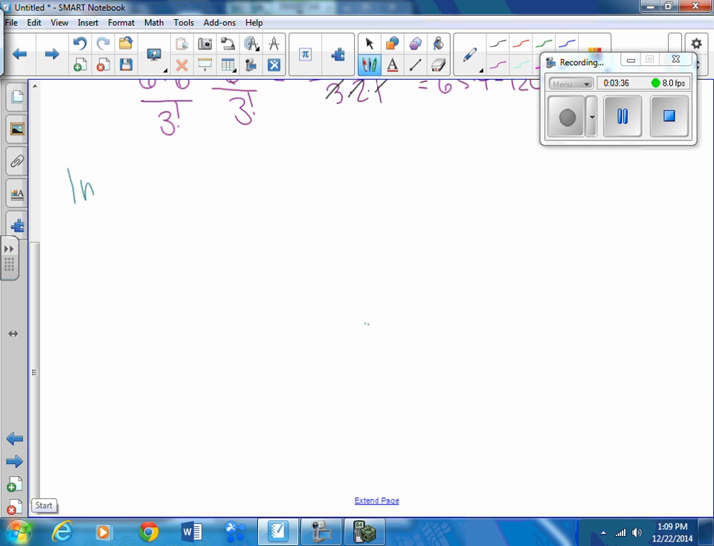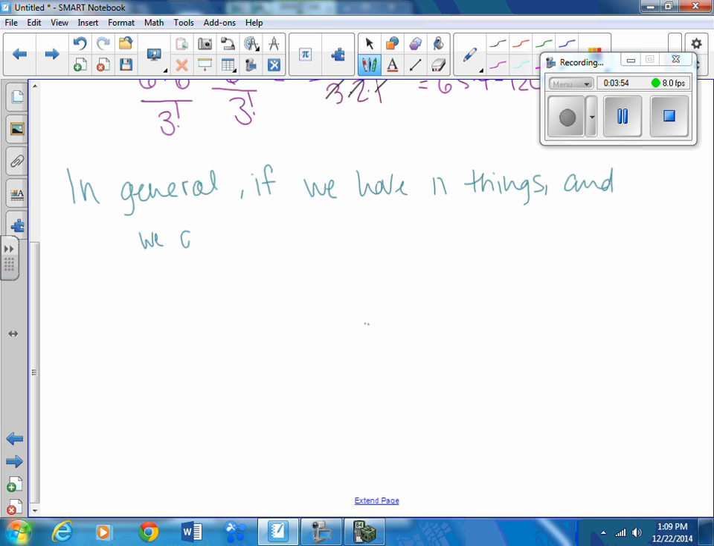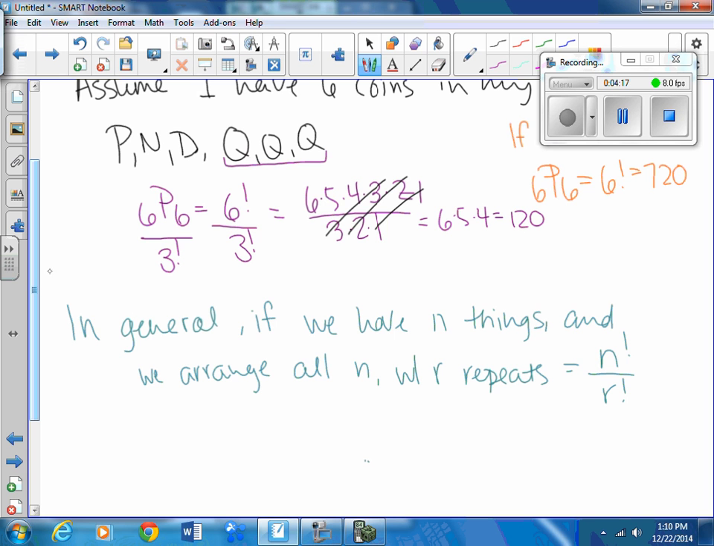So in general, if we have n things, and we arrange all n of them with r repeats, that is going to be equal to n factorial over r factorial, which is what I did up here. I did my total number of things, which was 6, because I was taking out all 6 coins, and divided it by 3 factorial because I had 3 repeats.